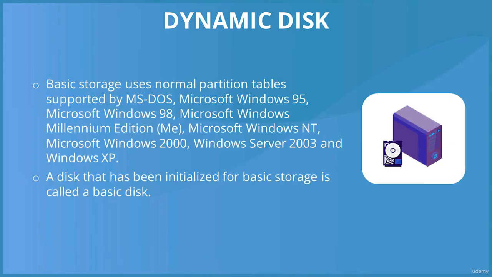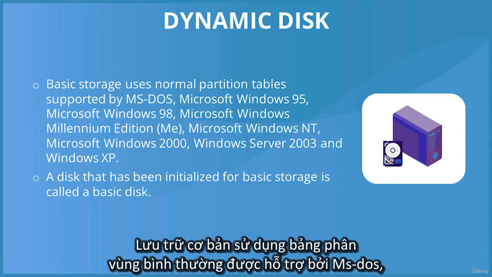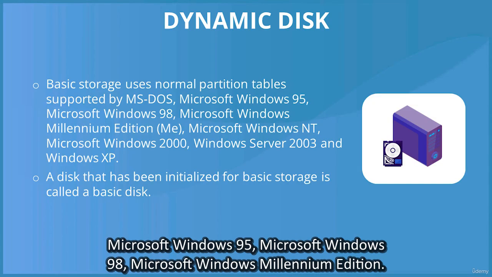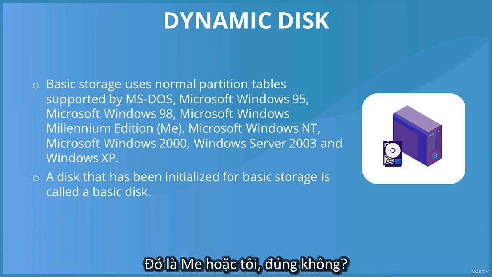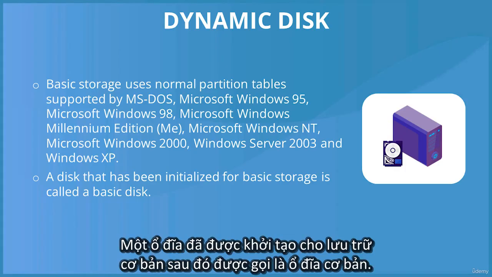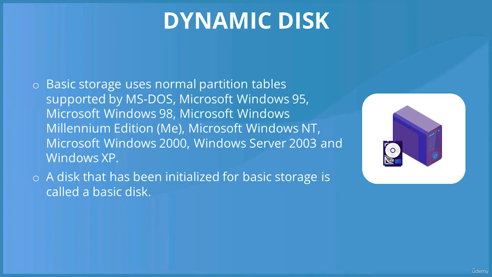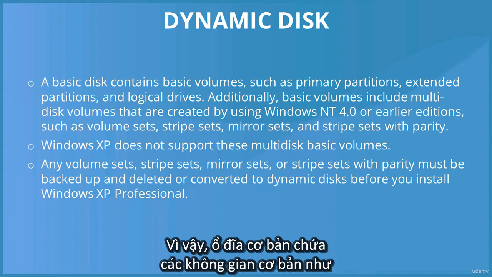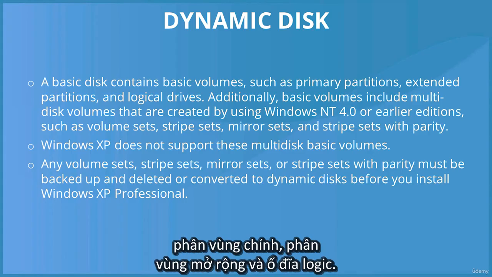Basic storage uses normal partition tables supported by MS-DOS, Microsoft Windows 95, Microsoft Windows 98, Microsoft Windows Millennium Edition. That's the ME or ME, right? Anyway, Microsoft Windows NT, Windows 2000, Windows Server 2003, as well as Windows XP. A disk that's been initialized for basic storage is then called a basic disk. So basic disk contains basic volumes, such as primary partitions, extended partitions, and logical drives.